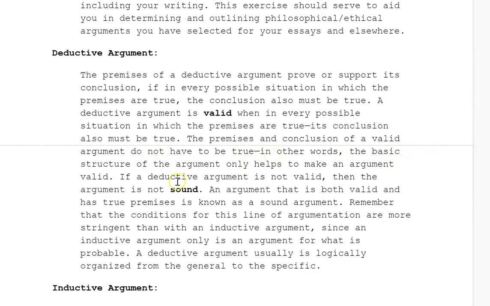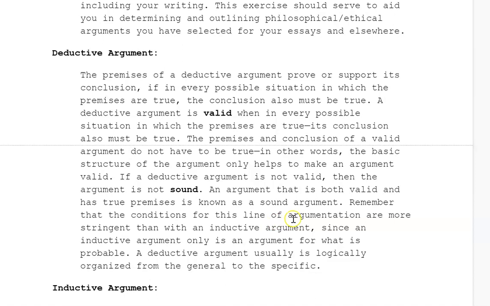In other words, the basic structure of the argument only helps to make an argument valid. Okay. So then, if a deductive argument is not valid, then the argument is not sound. An argument that is both valid and has true premises is known as a sound argument. So really, in order for the argument to be good, it needs to be both valid and sound, okay?